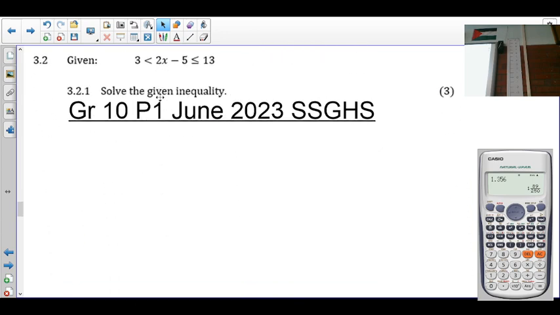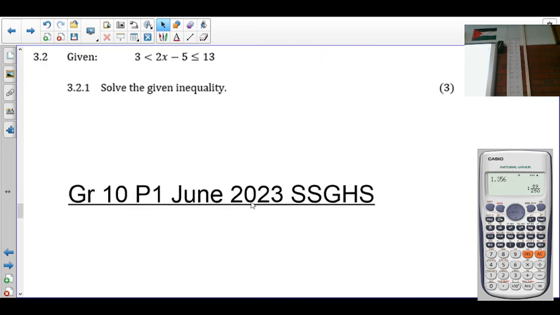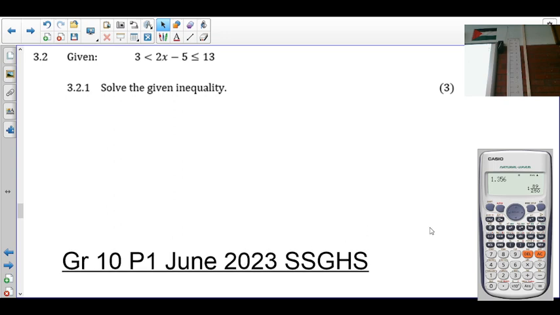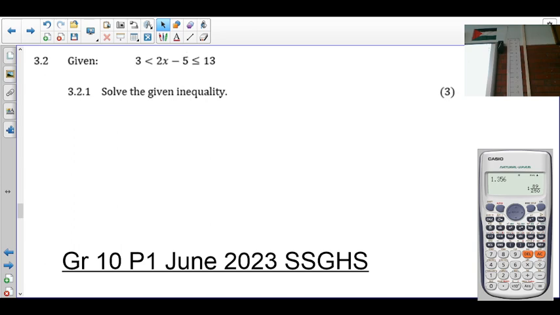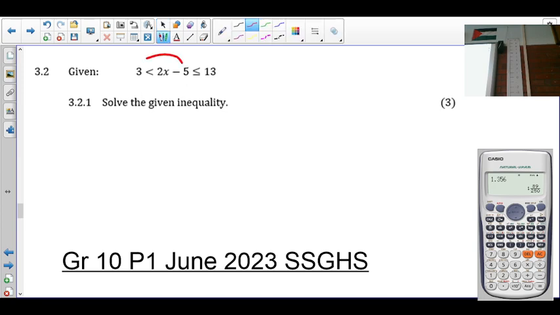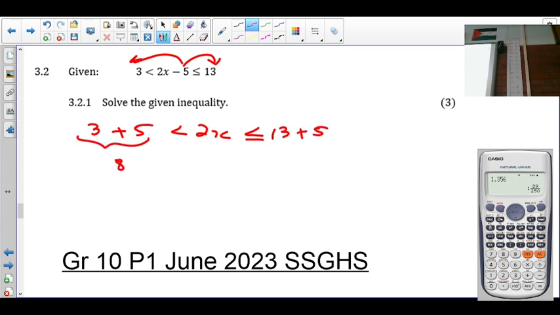Alright, so in question 3.2, we are given 2x minus 5 is greater than 3, but 2x minus 5 is also less than or equal to 13. Solve the given inequality. So firstly we take the numbers to one side and x's to the other side. In this case you've got 2x must be greater than 3 plus 5, or 2x must be less than or equal to 13 plus 5. So that's going to give us 8, 2x and 18.